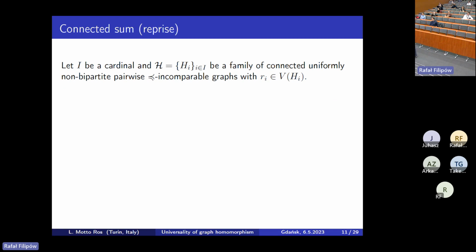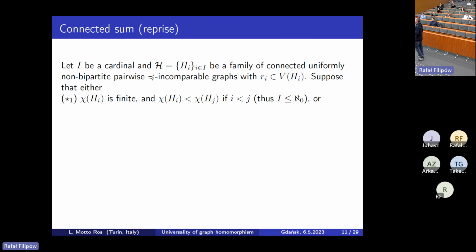So let me go back to the construction of the connected sum with the paths and so on. Basically, what we are doing is taking some graphs which are sort of labels. This is the family H_i, and you fix this family. We need that these families, these labels, are connected, uniformly non-bipartite, the technical notion from before, and incompatible with each other, okay? Pairwise incomparable.